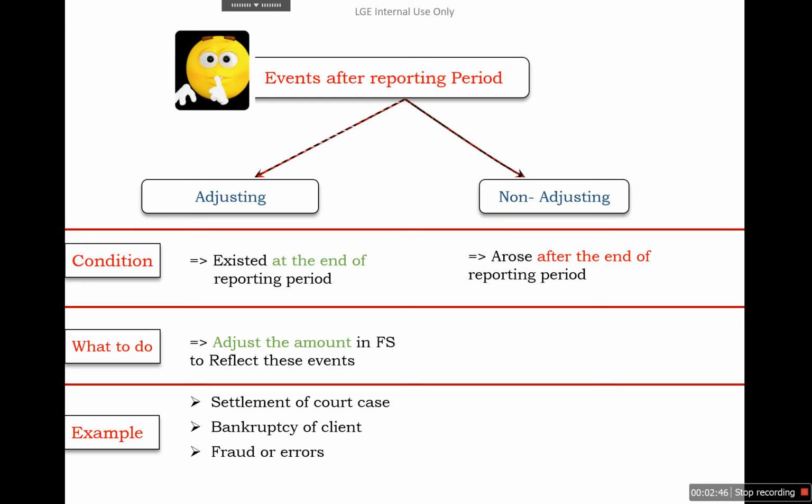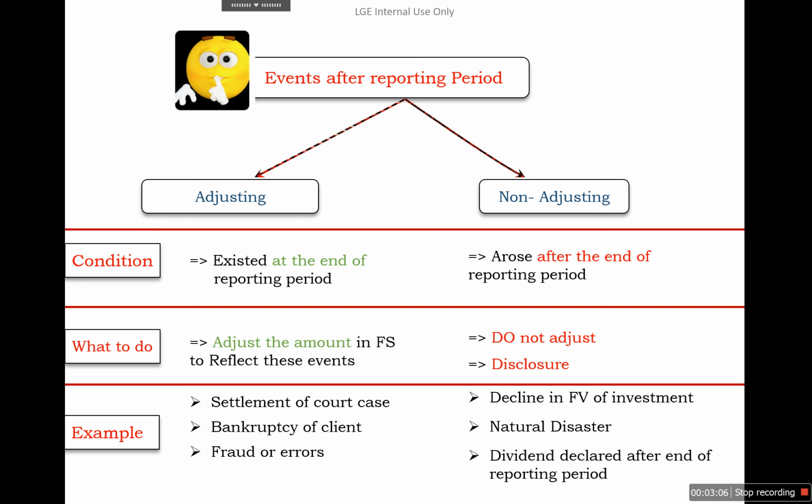In the case of a non-adjusting event, there was no condition that existed at the end of the reporting period. It arose after the end of the reporting period and we need to just disclose it in our financial statements. We are not supposed to adjust it. Examples are decline in the fair value of investment, natural disaster, or dividend declared after the end of the reporting period.